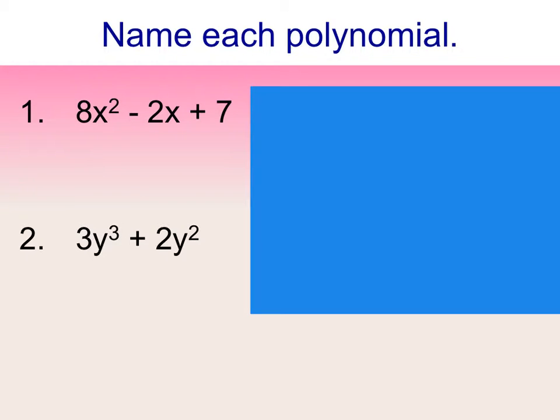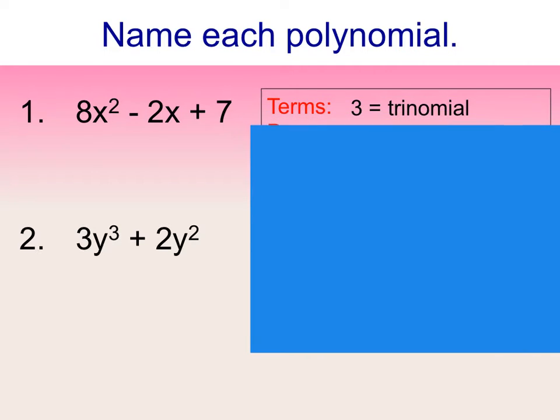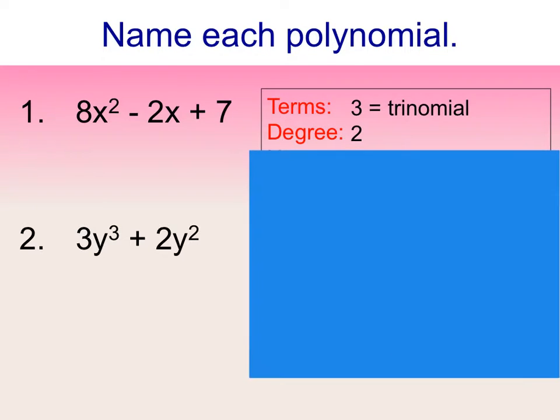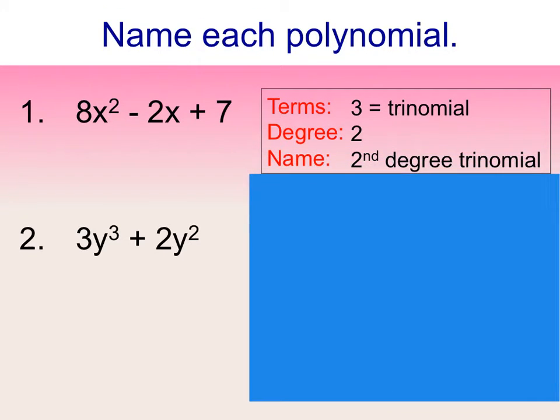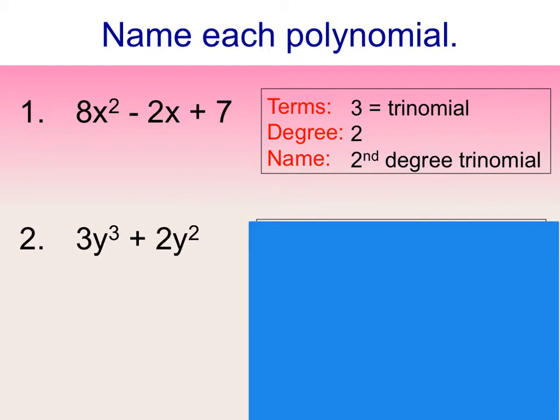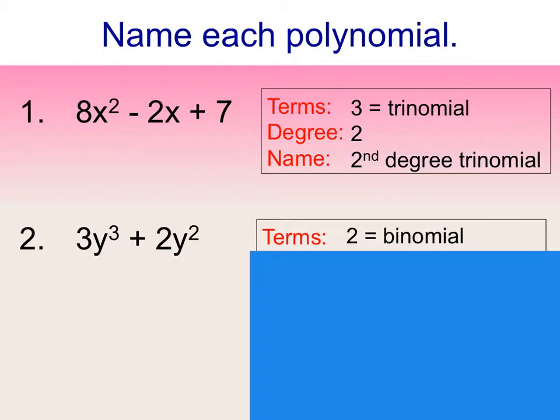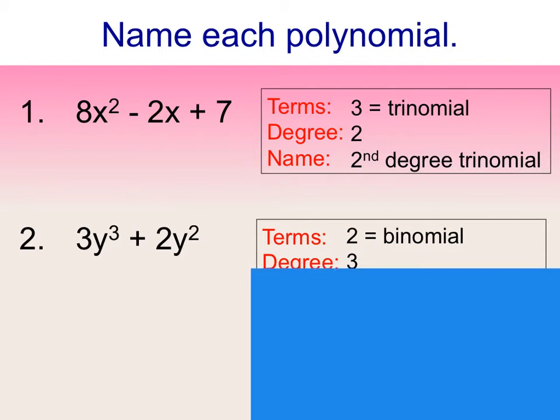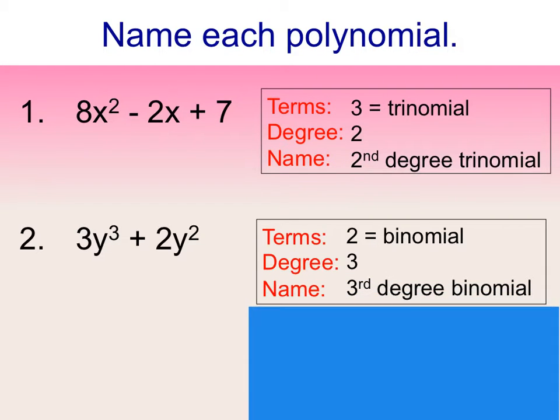So let's take a look at how to name these different polynomials that you've got here. For the first one, you would look at how many different terms it has. I see 3 different parts or terms here, so that makes it a trinomial. Next, you look at what's the highest degree or the highest exponent, and the highest exponent is that 2 with the x squared, so this would be called a second degree trinomial. Second example here, I'm looking at how many terms or parts. It's 2 parts, so that's a binomial. And then what's the biggest degree or exponent you see? It's that cubed with your first term, so this would be called a third degree binomial.